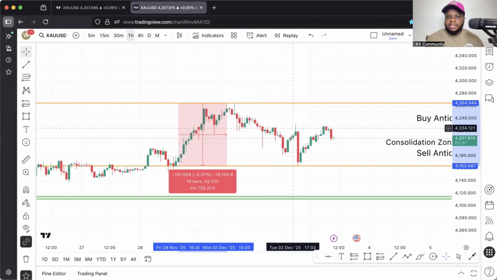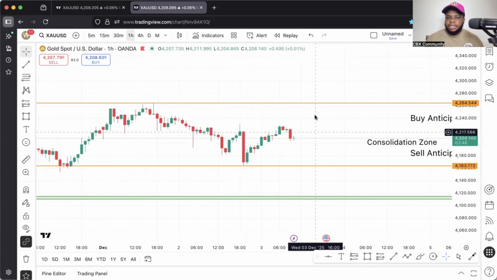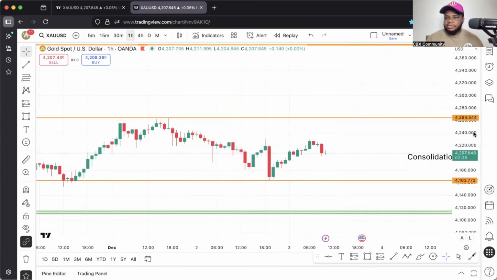So we can't really identify this zone as a consolidation zone because of how huge the range is from the high to the low of this zone over here. So we need to zoom in a little bit so that we'll be able to identify a structure.